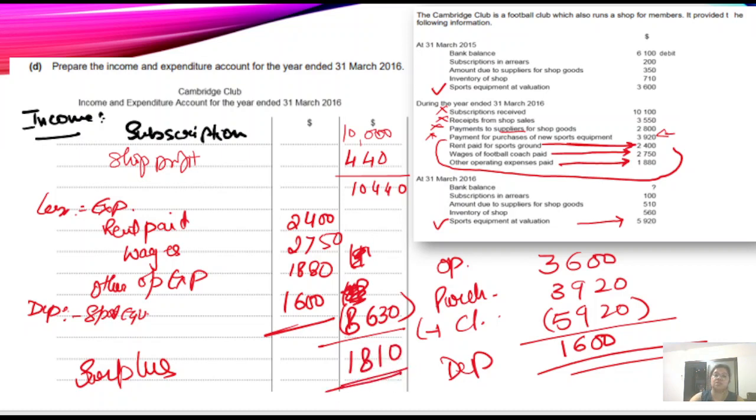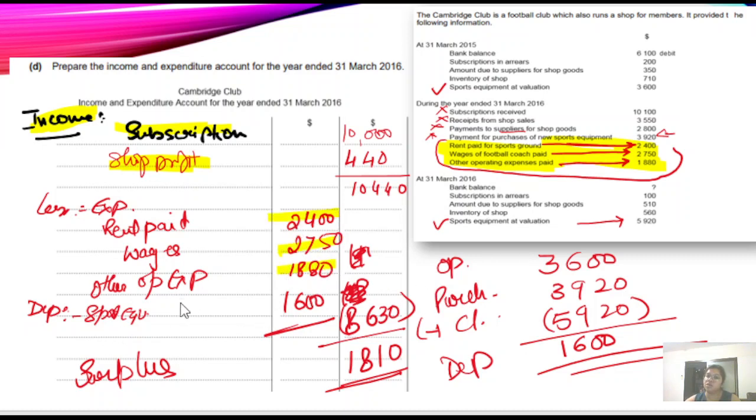So I think this much is very clear to you all. Again, I'm going to repeat. First of all, you need to write down all the income. In income, you have the subscription, which you get from the subscription account. Shop profit you already calculated. Then less expenditure, but the expenditure is related to the non-profit organization only. So these three amounts are related to our non-profit organization, so we have to record them like this.